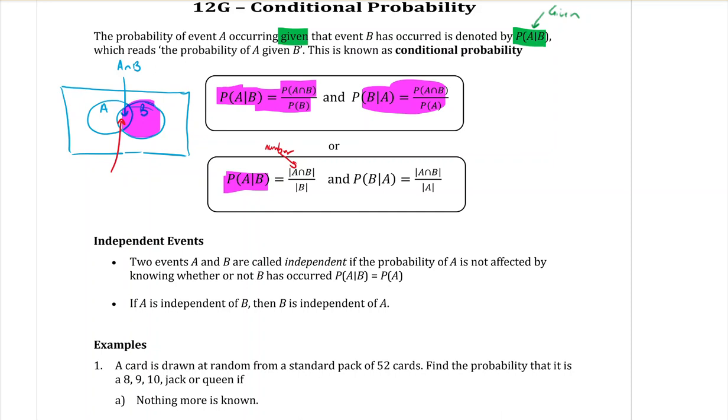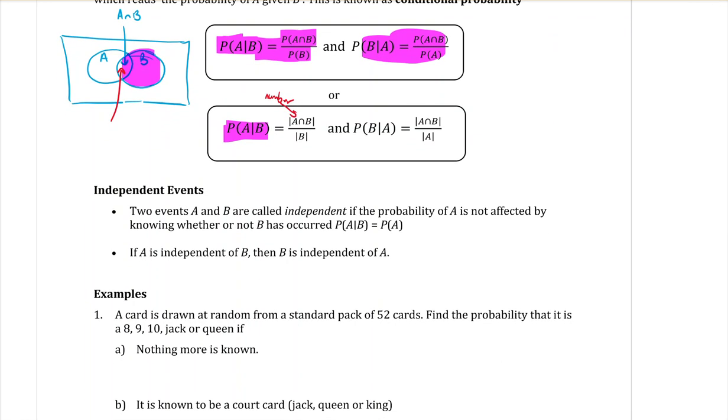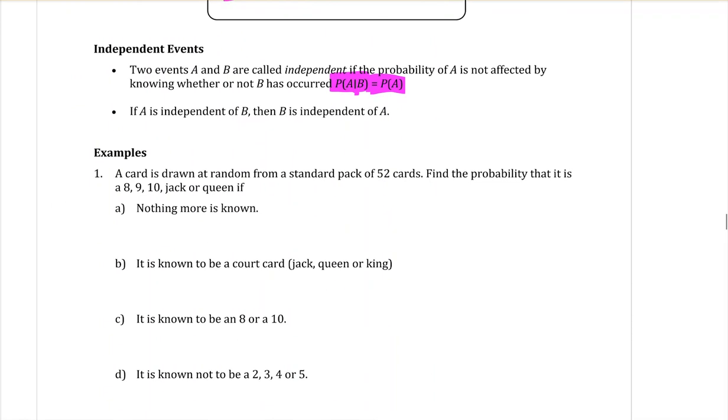And what we're going to be looking at is independent events. Two events A and B are called independent if the probability of A is not affected by knowing whether or not B has occurred. In other words, we can prove that events are independent if the probability of A given B is just equal to the probability of A. And the second dot point there says if A is independent of B, then B is going to be independent of A. So let's have a look at our examples.